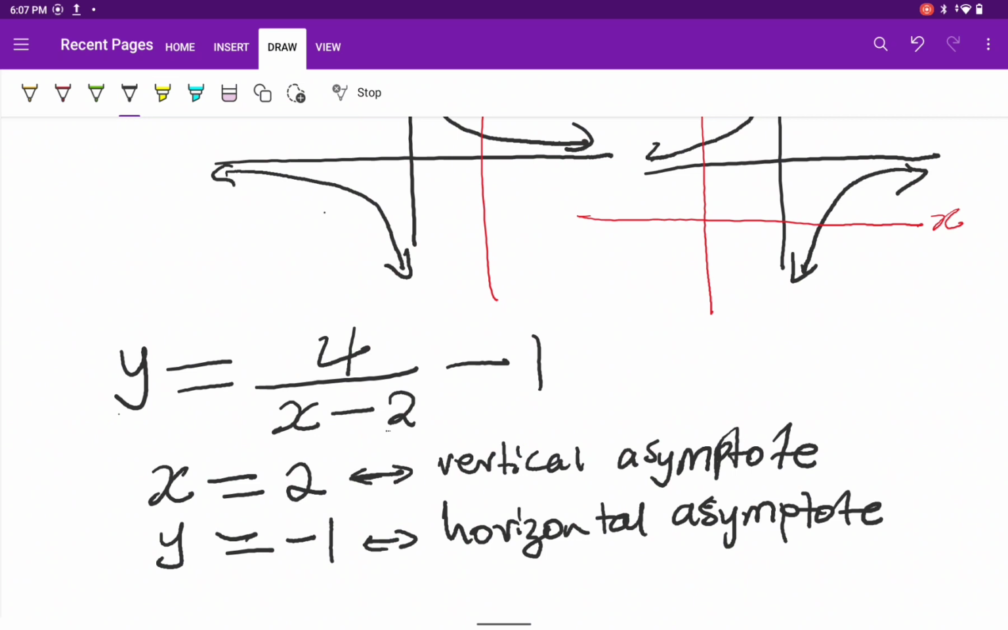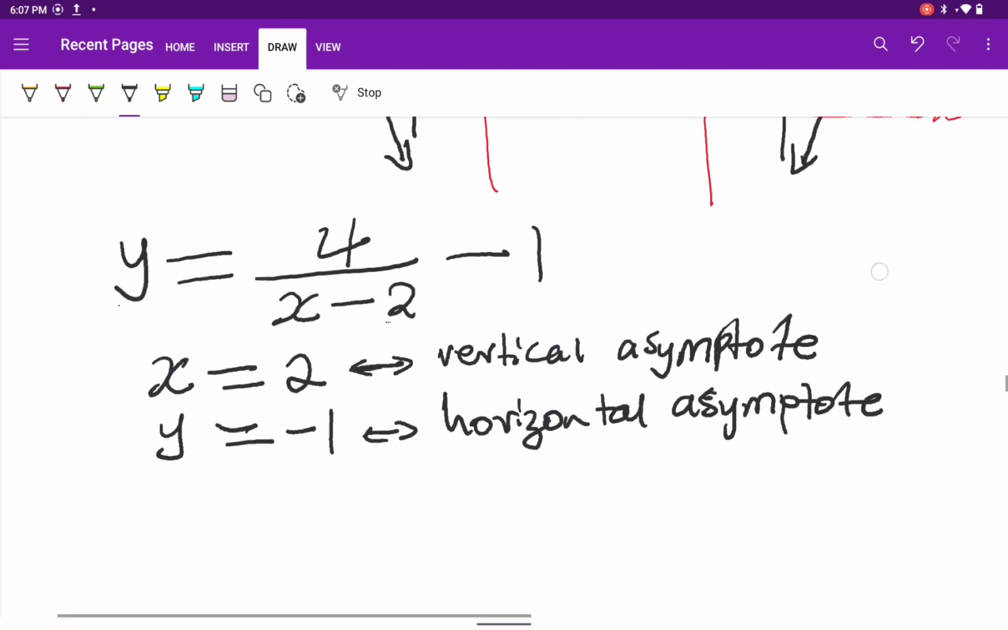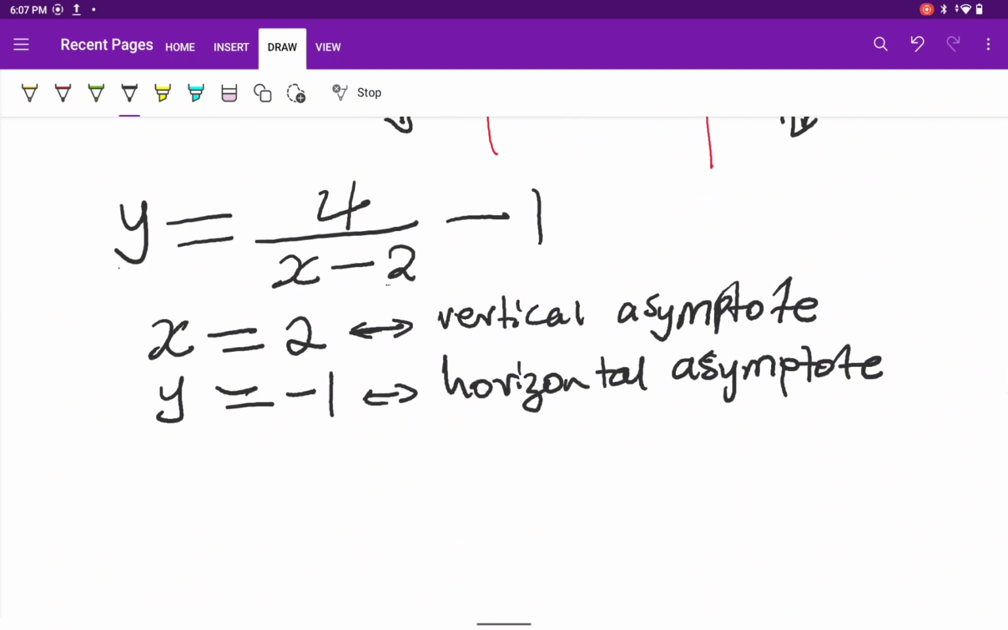Right, so now we start with the asymptotes. The equations of the asymptotes are x equals 2 in this case, and y equals -1. And after the equations of the asymptotes, all we need now are the intercepts, the x-intercept and the y-intercept. So let's start with the y-intercept.